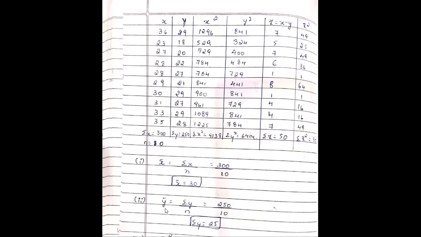Likewise, we need Y bar as well, which is summation Y by N. And summation Y is the addition of the entire Y column. So add the entire Y column, which is 250 here.